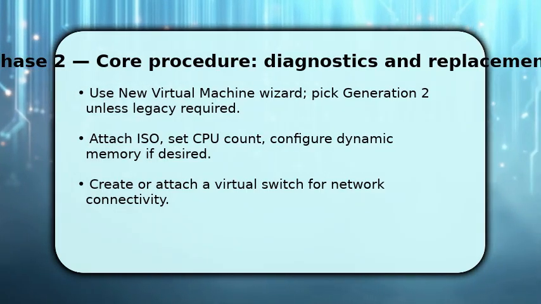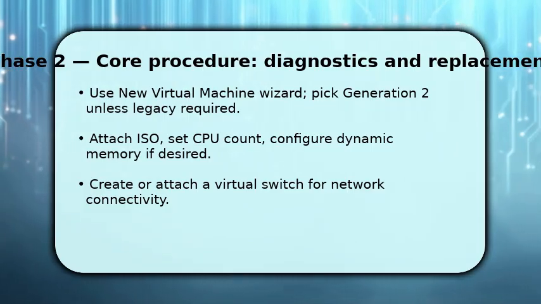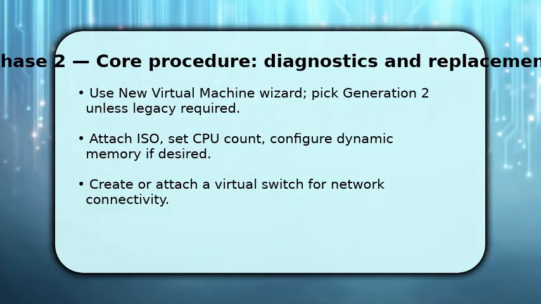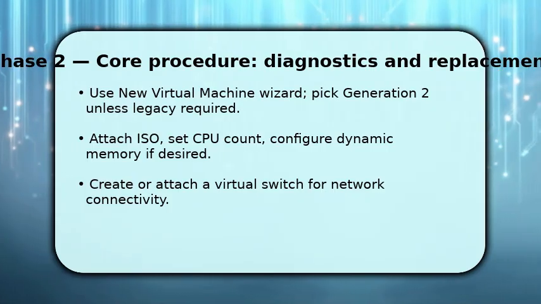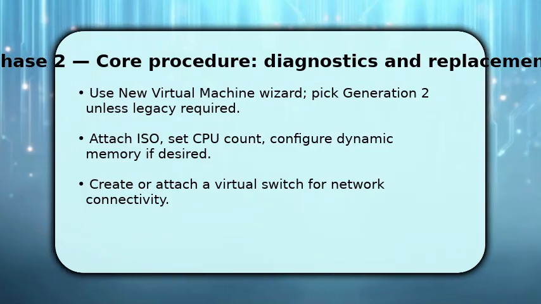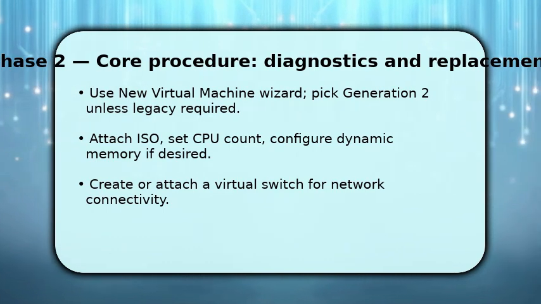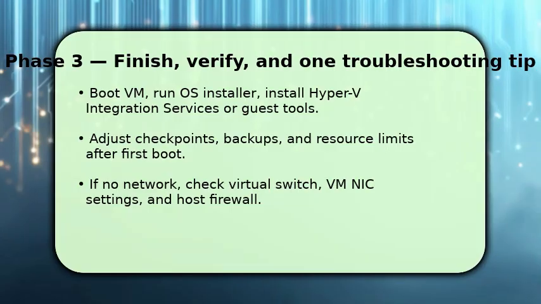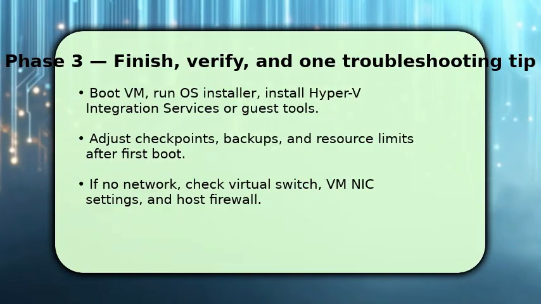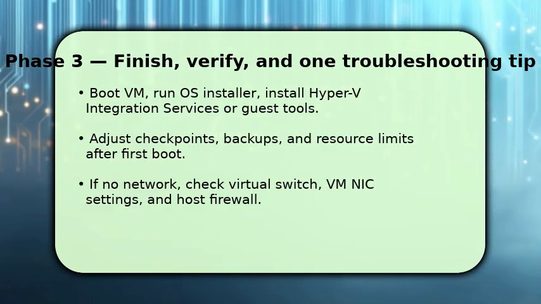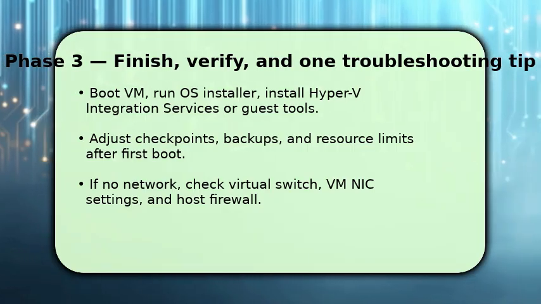Make sure to create or attach a virtual switch so the VM has network access. NAT or external modes change how it communicates with your host. Take a moment to review storage type and ensure the VHDX size, and then you boot the VM and proceed with the OS installer. After installation, add Hyper-V integration services or guest tools to improve drivers and shut down behavior.